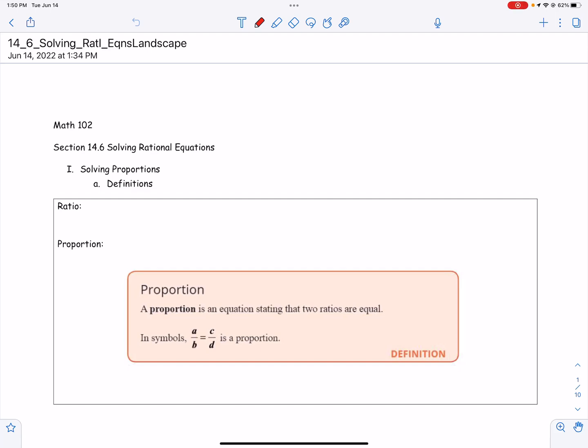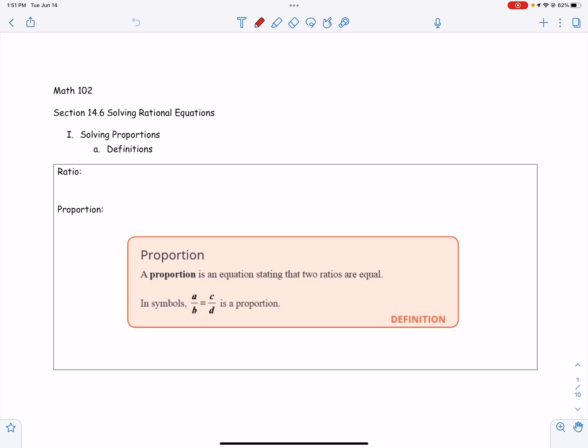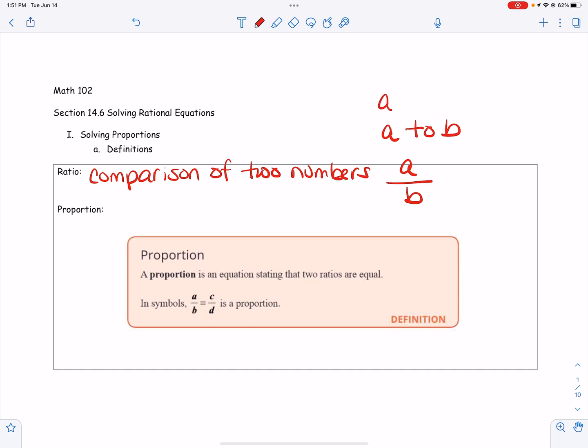This is 14.6, Solving Rational Equations for Math 102. So we're going to start with a basic equation, which is what we call a ratio. A ratio is simply a comparison of two numbers. We usually write ratios as a fraction, A over B. That's the rational expression. You can also write them as A compared to B, or sometimes see them as A colon B. But we're going to be focusing on this written expression.